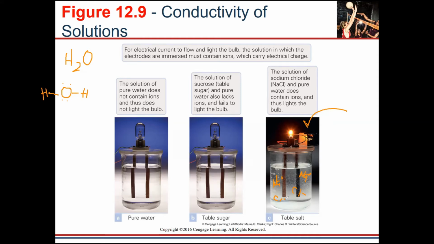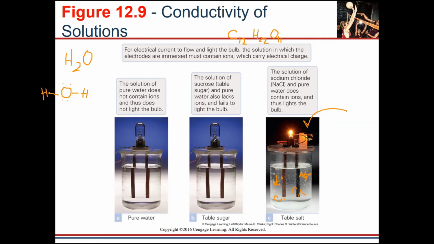Okay, so sucrose. Sucrose is just sugar. Its chemical formula is C12H22O11. Okay, all nonmetals. What type of bond is it going to form? Covalent. Going to form a covalent bond. Again, since it's covalent, it's not going to be able to conduct electricity.